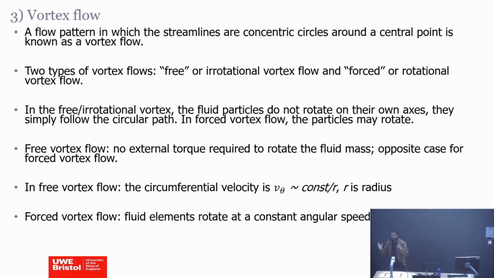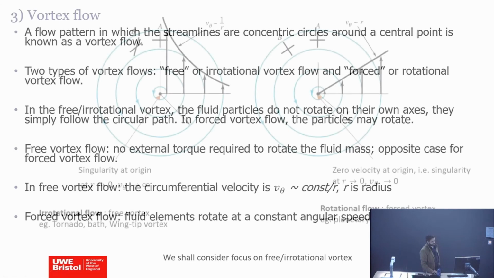They both share the fact that they go in circles, so it's a circular motion, but in one of them the fluid elements rotate as they go around; that's rotational, or forced vortex. In the other, they just go around and translate in a circle; that's the irrotational. And that's the one we want to be concerned with, because we're talking about potential flow, which is, of course, irrotational.